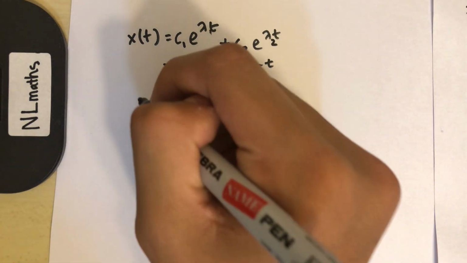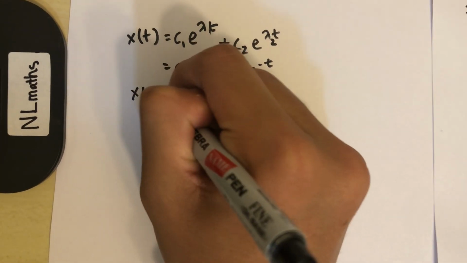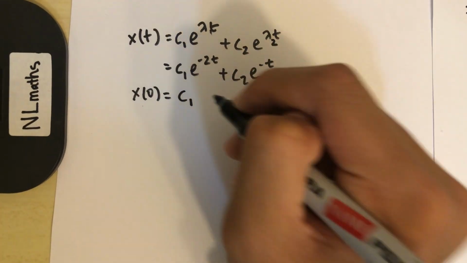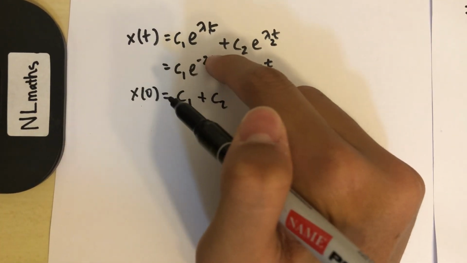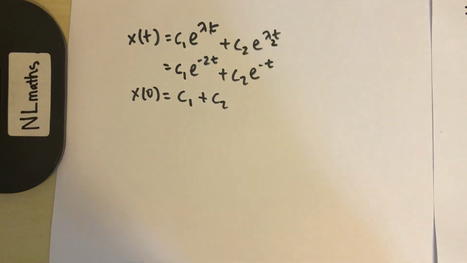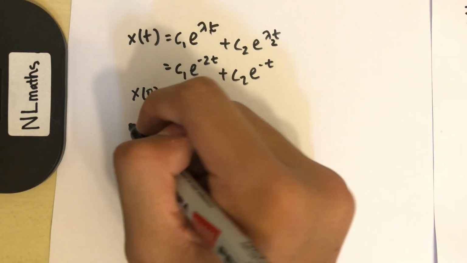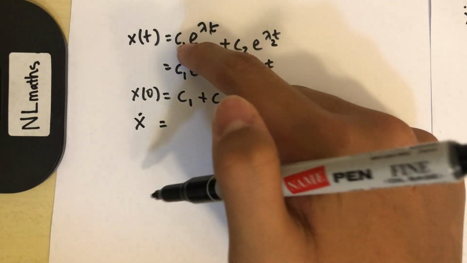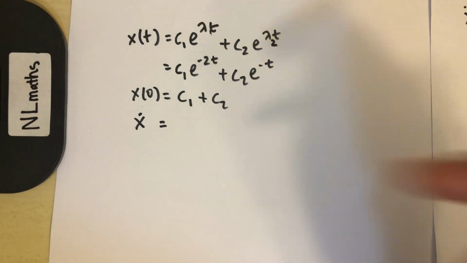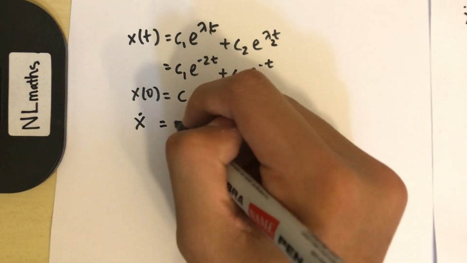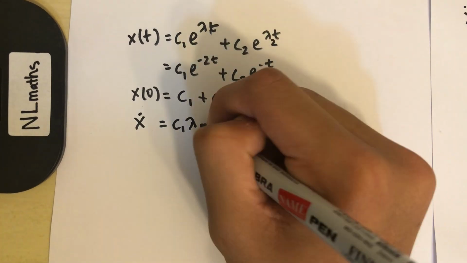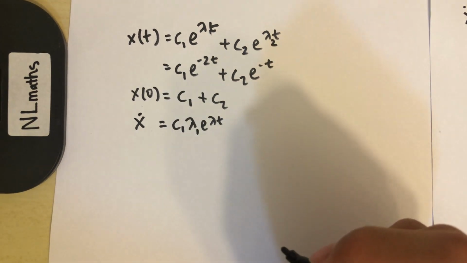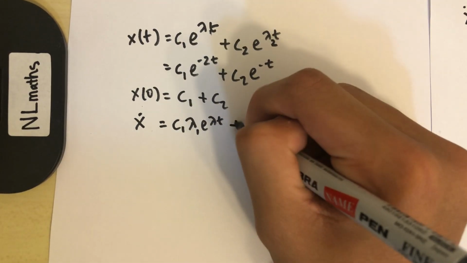So let me look at x naught first. When t equals 0, e to the power of 0 is always 1. So that's going to be C1 plus C2, because this is 1 and this is 1. And then we have x dot of 0, but I'm going to compute x dot first. x dot is going to be C1, and then you bring the lambda down, C1 lambda 1 times e to lambda t, plus C2 lambda.